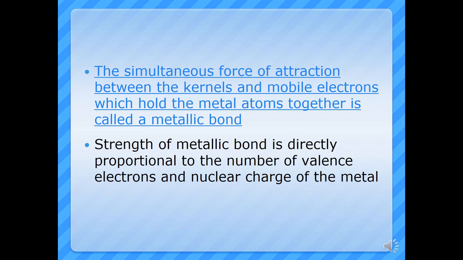Now, as you can understand, the strength of this metallic bond will depend on two factors, that is the number of valence electrons and also the nuclear charge of the metal. And the strength of metallic bond is directly proportional to both these factors, that is the number of valence electrons and also the nuclear charge of the metal.